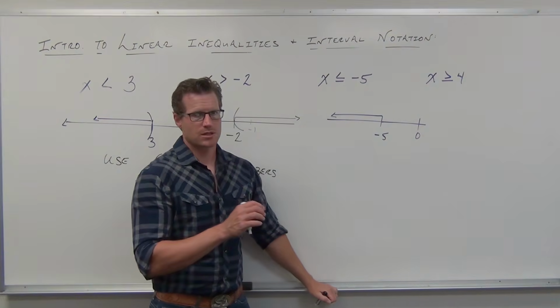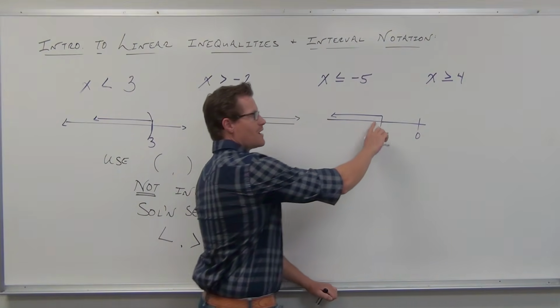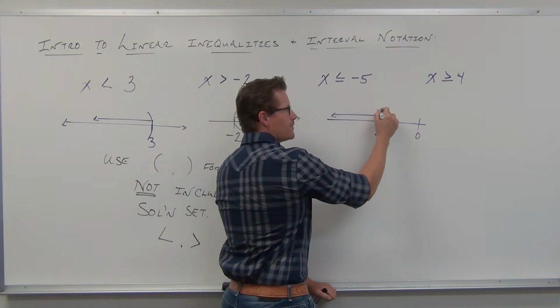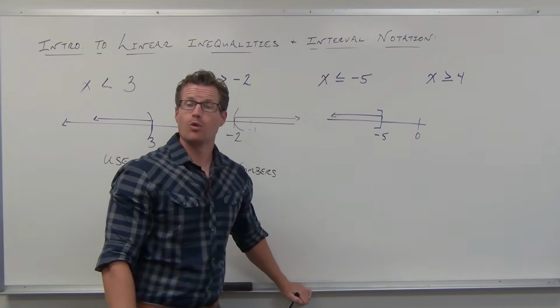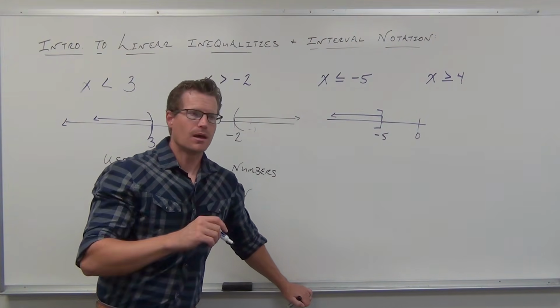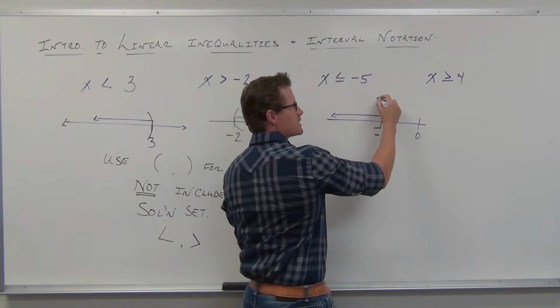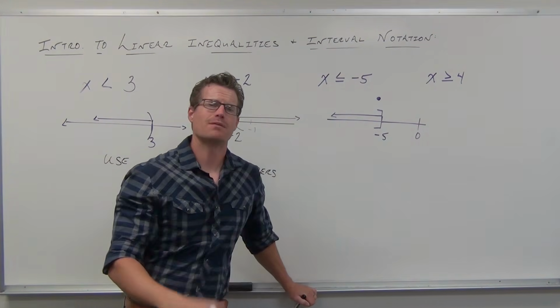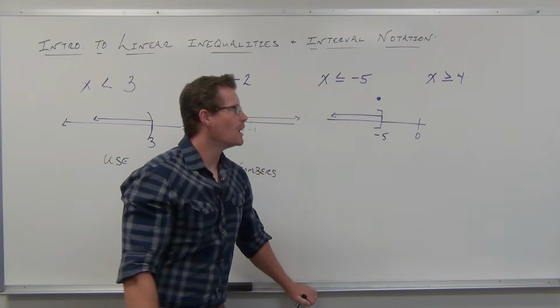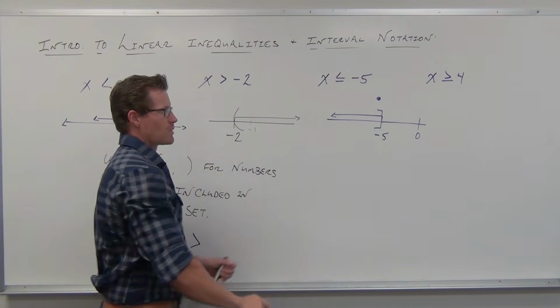To show that we can include all of this stuff and negative 5, we use a bracket. Open it towards the interval, but we use a bracket as opposed to parentheses. On graphing, you'd use a solid circle. So some of you might have to do that. It depends on what class you're in. But you might have to use a solid circle to represent this.